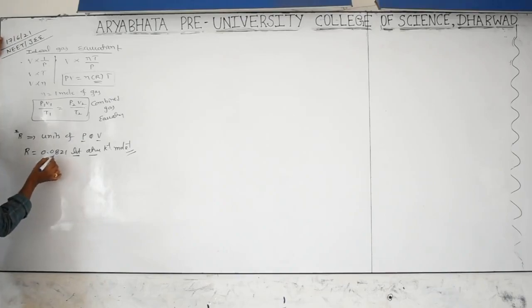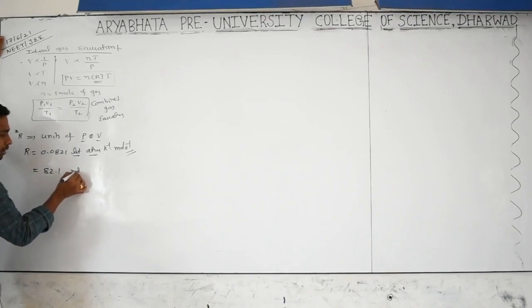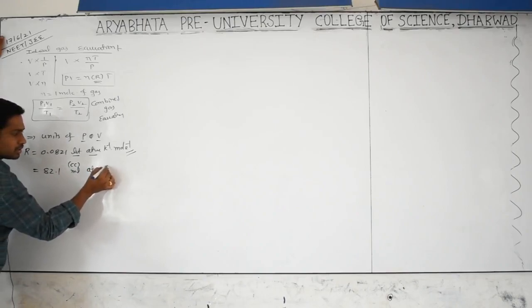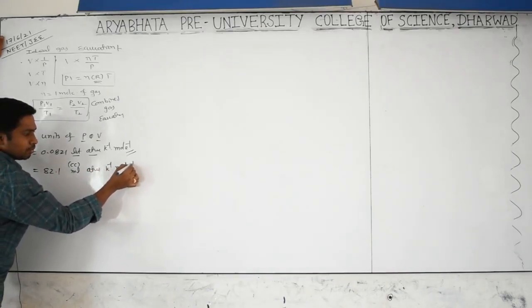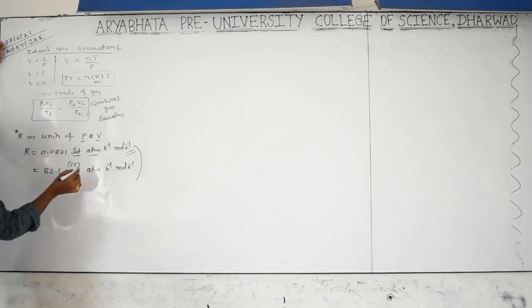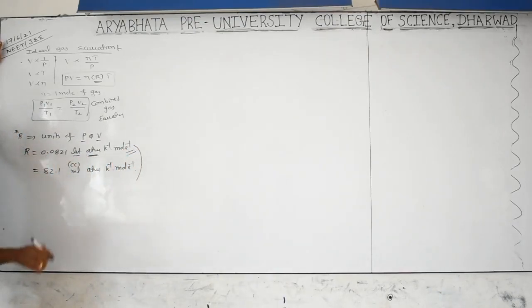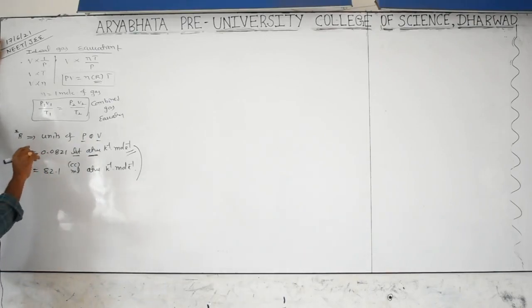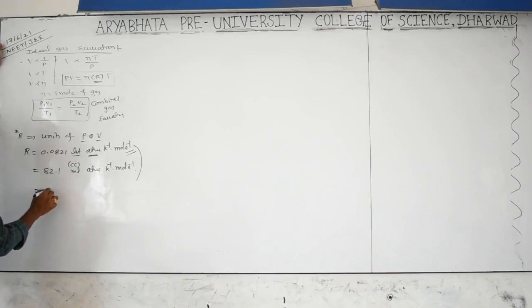Then what is happening in 2000? In 2000, what are you getting? 82.1 ml, or we can write cc, both have the same meaning, atmospheres into Kelvin inverse and mole inverse. Now, from this third value, instead of atmosphere, I want to write millimeters. 1 atmosphere is equal to 760 millimeters or 760 torrs. Substitute. We are getting 62.4 liter as usual.